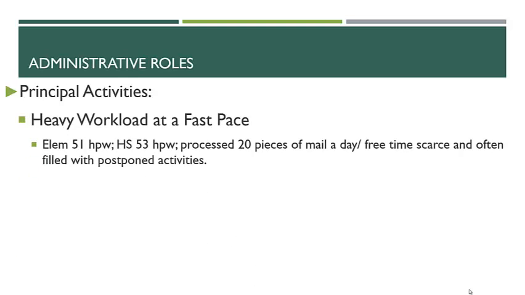I think that this information is probably fairly old. It's probably increased would be my guess. An elementary principal typically works 51 hours per week. HPW is hours per week. A high school principal typically works 53 hours per week. Principals process on average about 20 pieces of mail a day.